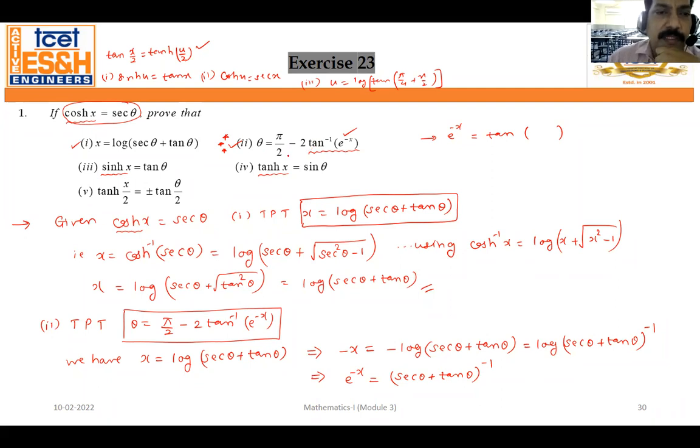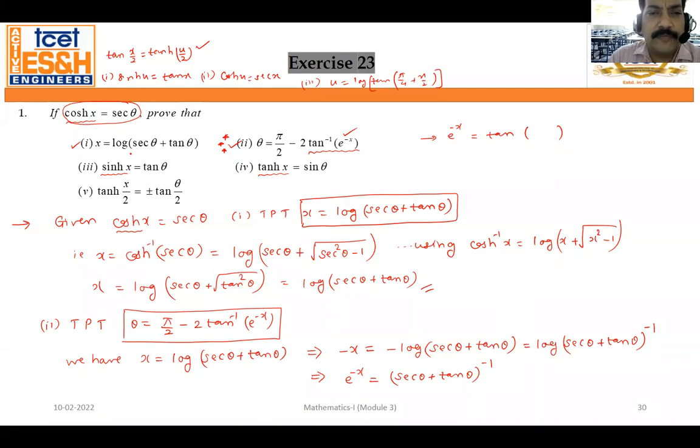So what we can do is, don't use the hypothesis. Use the first result that you have just proved. How can I take the help of this first result to prove the second result? This e raised to minus x gives me the hint. The first result talks about x is equal to log of something. That means the first result gives me e raised to x is equal to something. Yes or no?